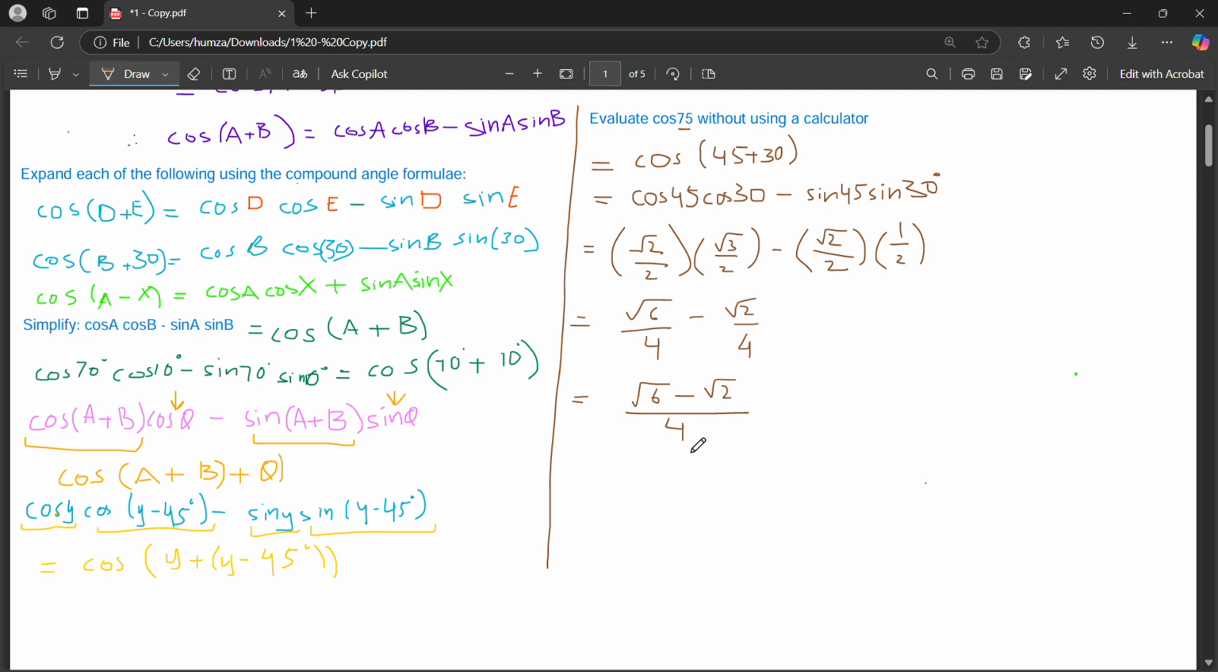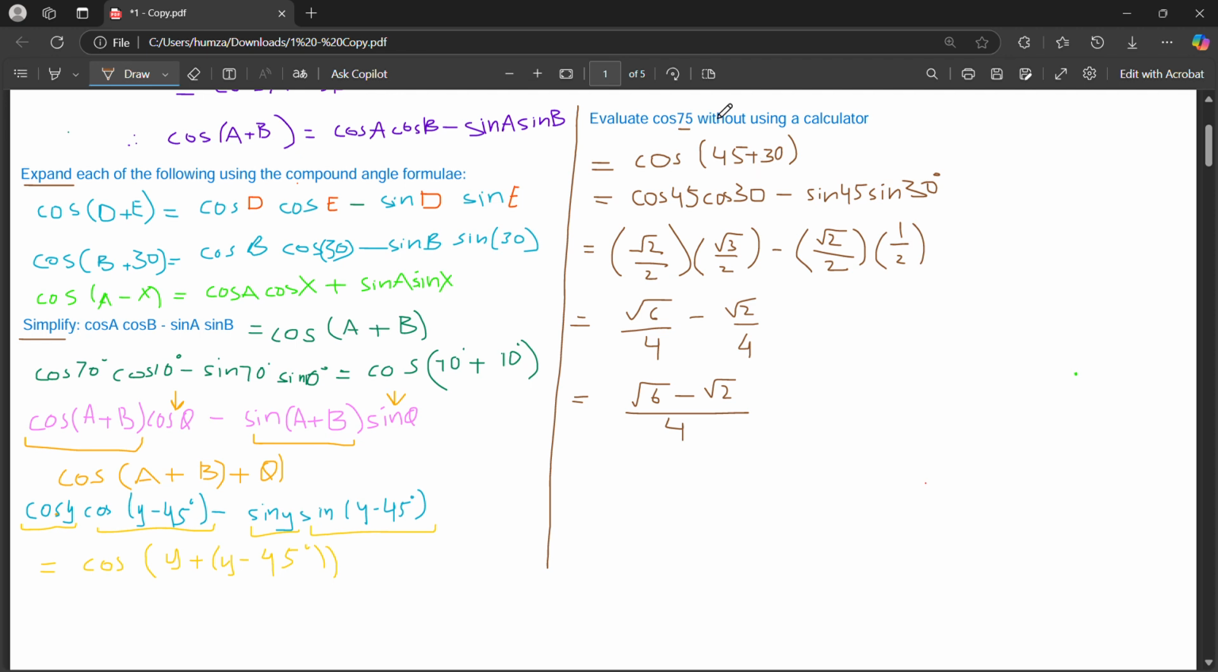So this is how we can evaluate cos 75 degrees without a calculator. Please remember, if they ask you to expand or simplify, do not write special angles and solve like this, but use the formula and give them the expanded form. If they're asking you to simplify, give them the simplified form, and that will be correct. If you start using your calculator in questions which state expand or simplify, then you will be marked down. Evaluate, you need to calculate.